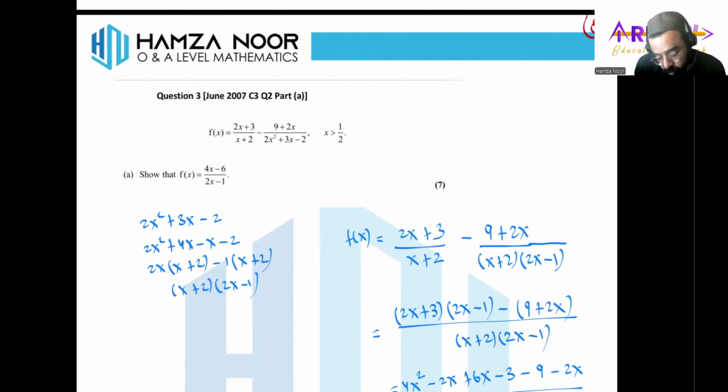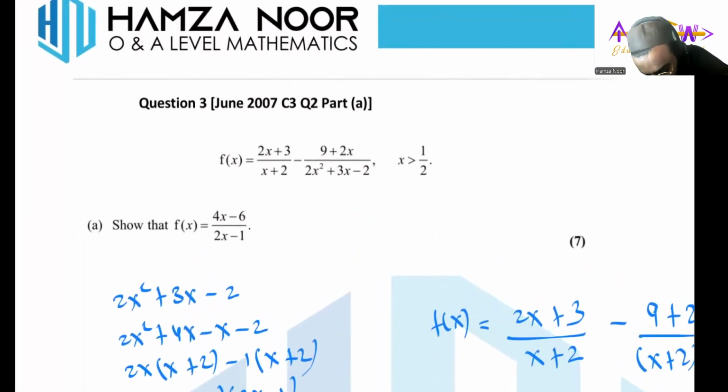So f(x) is equal to (2x plus 3) upon (x plus 2), and then we have a subtraction sign, and then the second fraction, where x is greater than half. Show that f(x) is equal to (4x minus 6) divided by (2x minus 1).